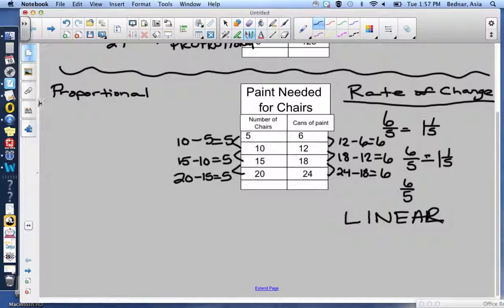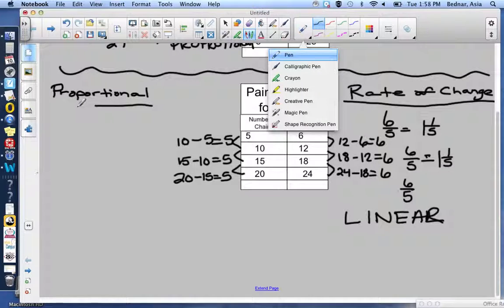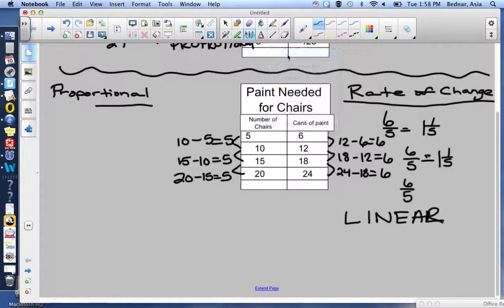Not all of your questions ask you whether or not it's proportional. If it asks you whether or not it's proportional, you have to just compare the 2 points. I'm going to compare 6 over 5, which would be 1 1/5. And I'm going to compare 12 over 10. And if I reduce that, I'm going to get 6 over 5.